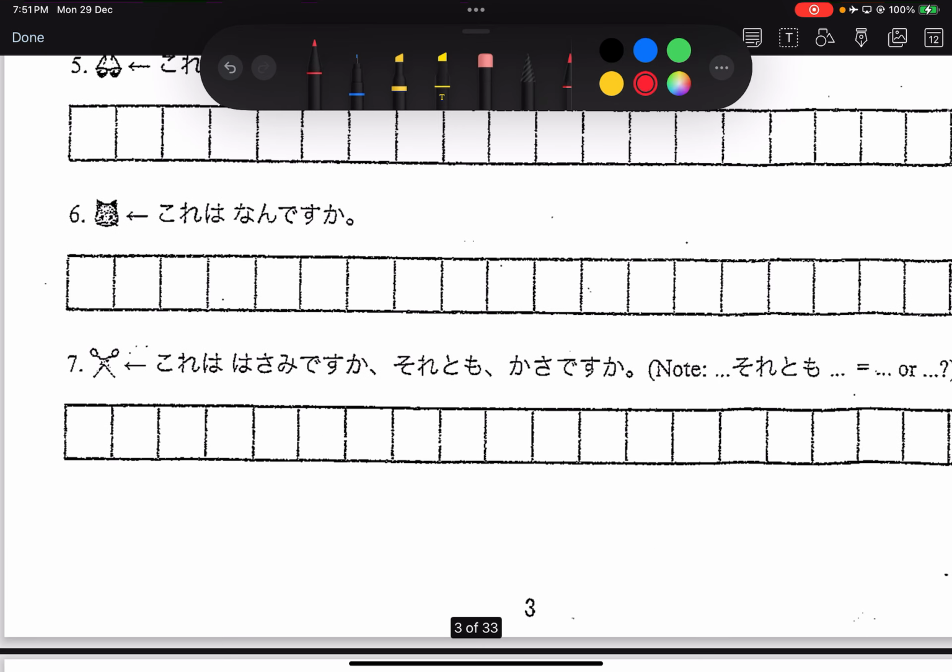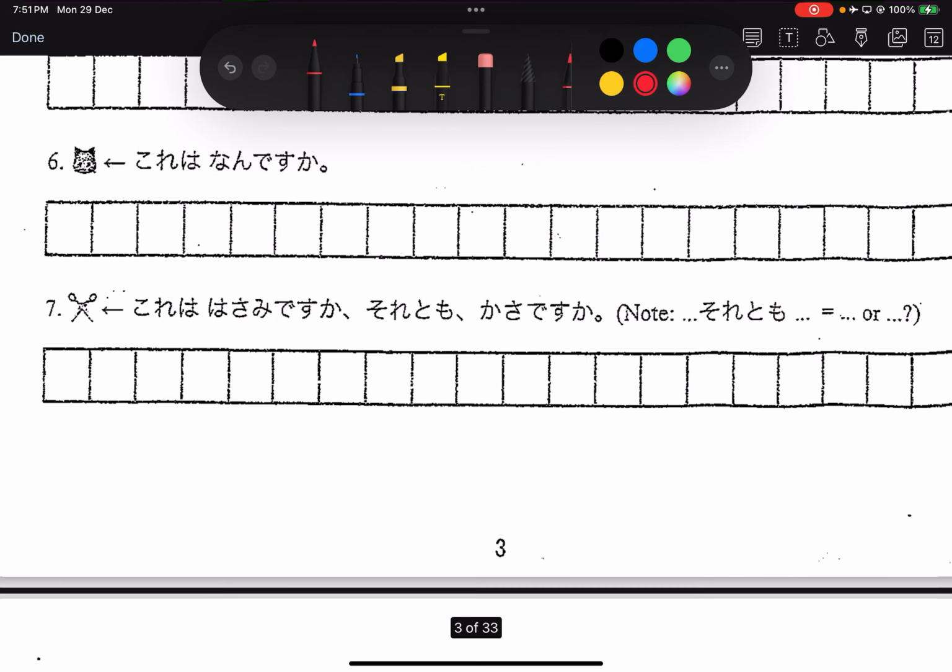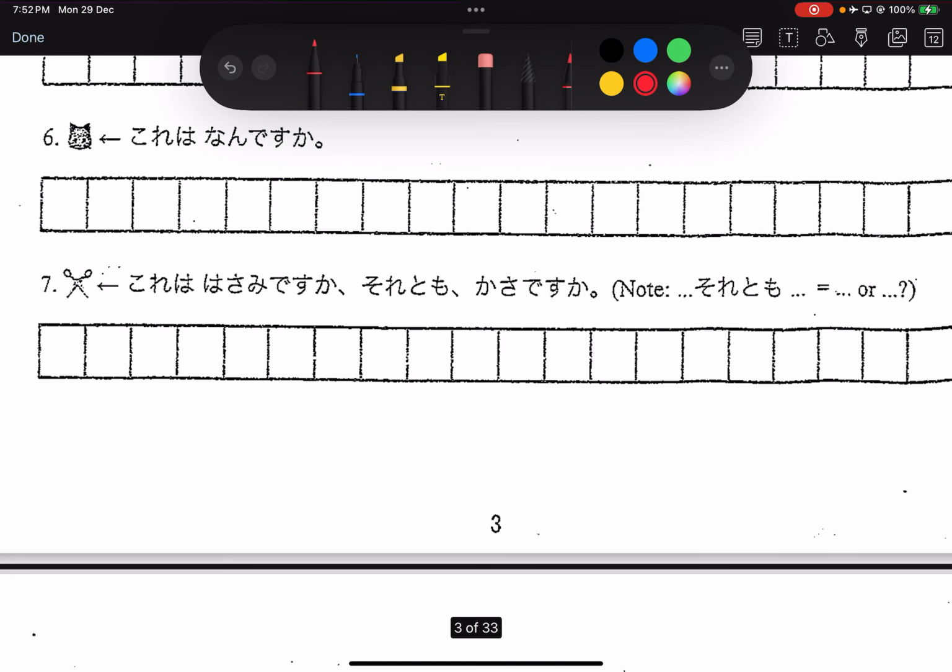Okay, number 6. これは何ですか? これは猫です。Okay, very good. Very straightforward. Okay, come. これはハサミですか? それとも傘ですか? Okay, Sora, do you want to answer the questions? I just didn't do any of those, so I have absolutely no idea what they are. Okay, but do you want to try? No, okay, I'll skip.